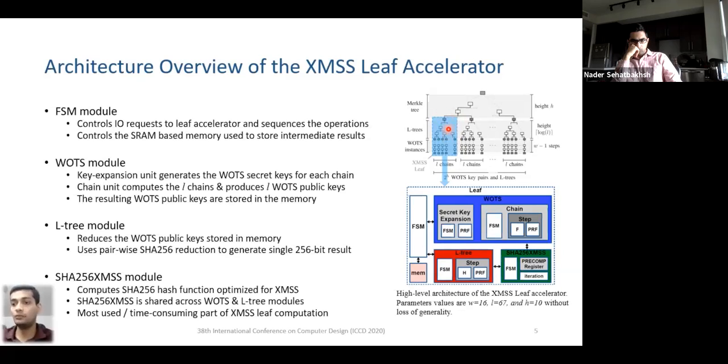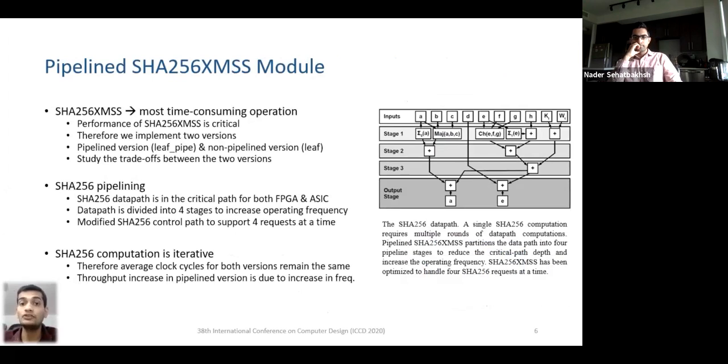The SHA-256 XMSS module computes the SHA hash function and is specifically optimized for XMSS computation. WOTS and L tree modules send requests to this module when a SHA computation is needed. Moreover, SHA is the most time-consuming portion of the XMSS Leaf computation, so the performance of this module is critical. Therefore, we implemented a high-performance pipeline version called Leaf Pipe and a regular non-pipeline version called Leaf, and study the trade-offs between the two versions.